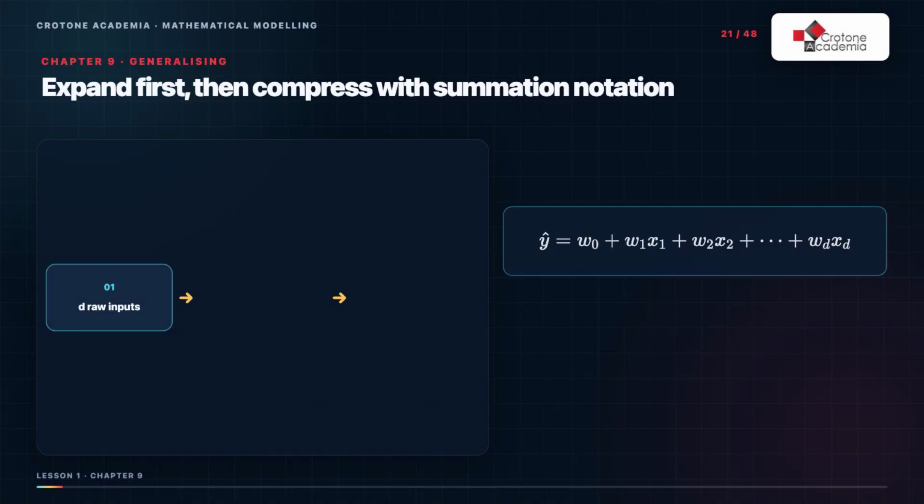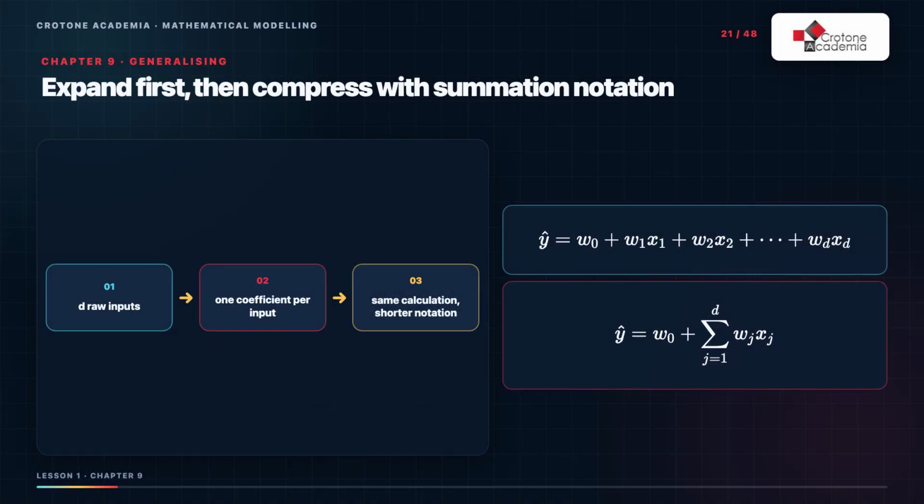For d inputs, expand the model as w0 plus w1 x1, w2 x2, continuing through wd xd. The summation form says exactly the same thing more compactly: w0 plus the sum from j equals 1 to d of w sub j x sub j. The index j labels an input and its coefficient. Knowledge check 5. In y hat equals 10 plus 3x1 minus 2x2, let x1 equal 4 and x2 equal 5. The result is 10 plus 12 minus 10, which equals 12.